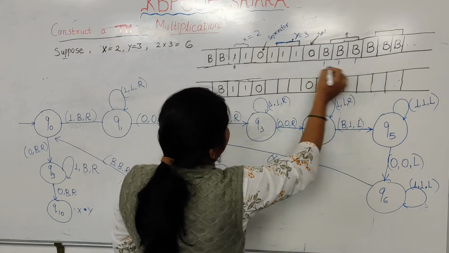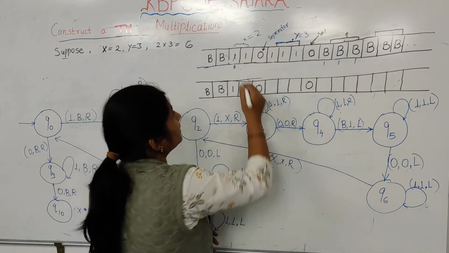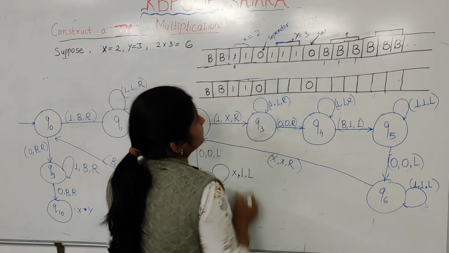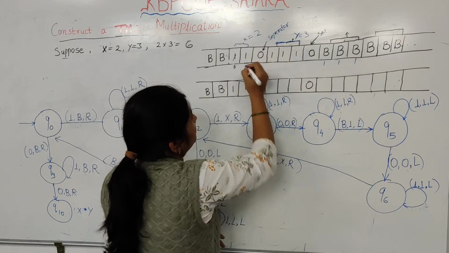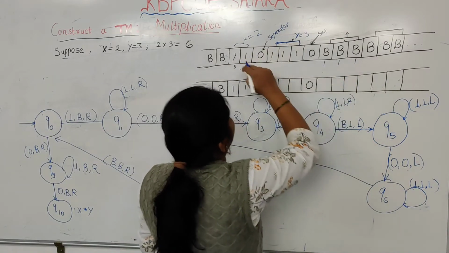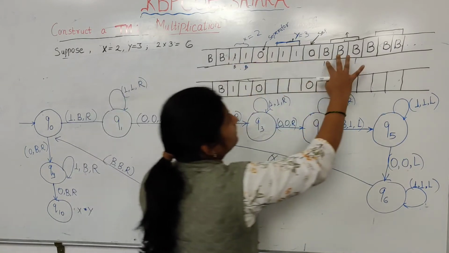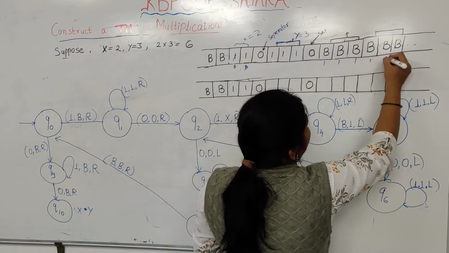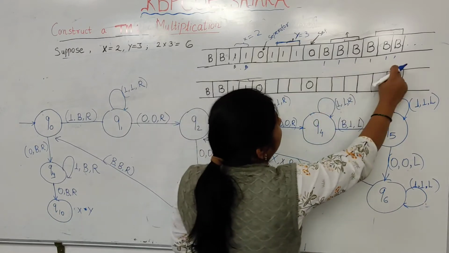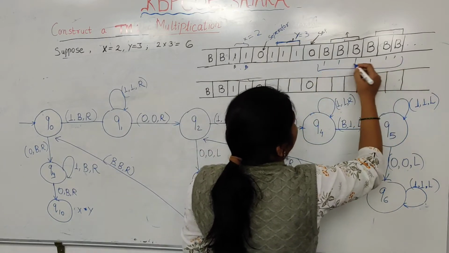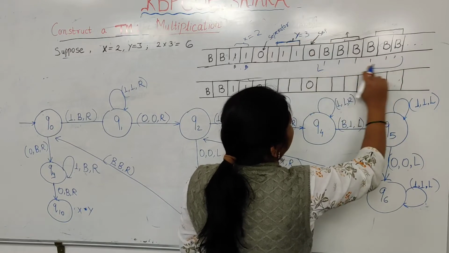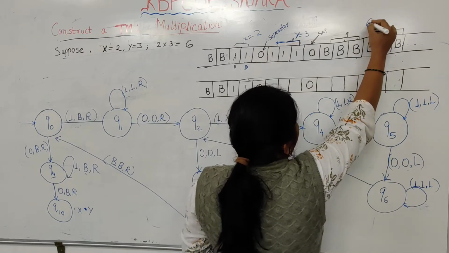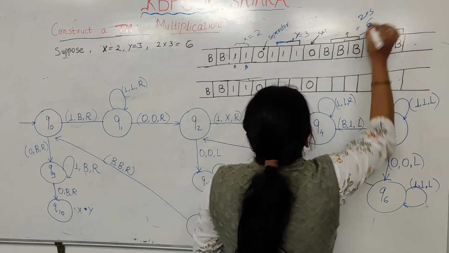Then we come back, and after the b, when we encounter the next 1, we convert that 1 into blank. Then again we move, and just as for the first one we converted 3 blanks into ones, for the second one also we convert 3 blanks into ones. Likewise, in all we get 1, 2, 3, 4, 5, 6 ones. 6 ones we will get. 2 into 3 was 6, so this is our ultimate aim.